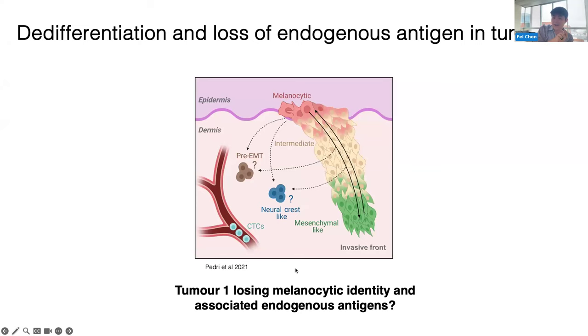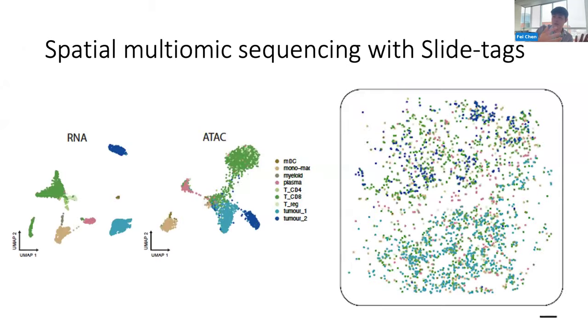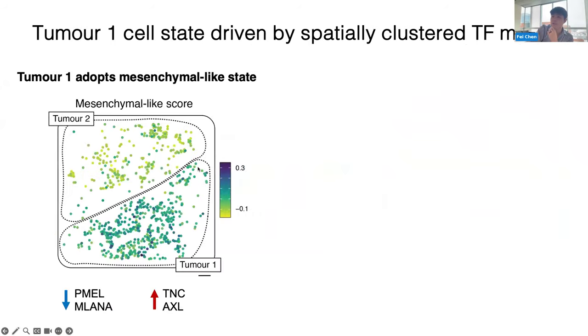To look into this, we performed spatial multiomic sequencing, or joint ATAC and RNA-seq. You can see that we can recapitulate the same cellular populations as well as place them back into space. And using the multiome data, we can score them for this mesenchymal-like transition. You can see that tumor 1, which is the population that the T cells avoid, is downregulated in PMEL and MLANA and upregulated in TNC and AXL. So it's undergoing this mesenchymal-like state transition.